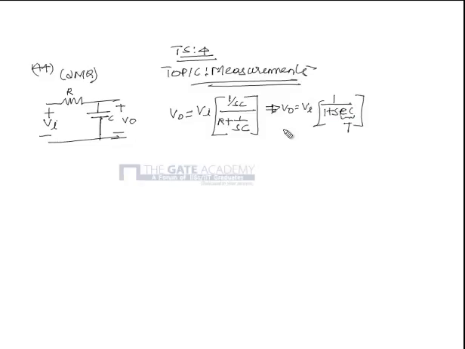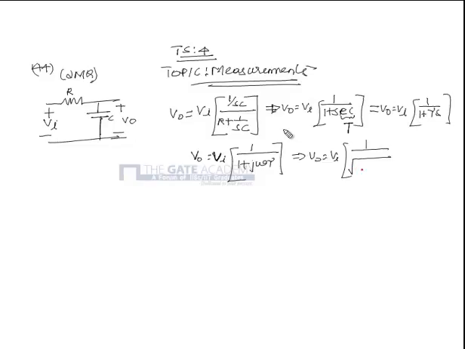We know that the time constant is nothing but the product of resistance and capacitance. So V output equals Vi times 1 by (1 plus tau s). If I want to know the magnitude of the output, I split it into real and imaginary terms, with j omega tau. The magnitude of the output voltage in terms of the input voltage is 1 by the square root of 1 plus (omega tau) whole squared. So this is the magnitude.